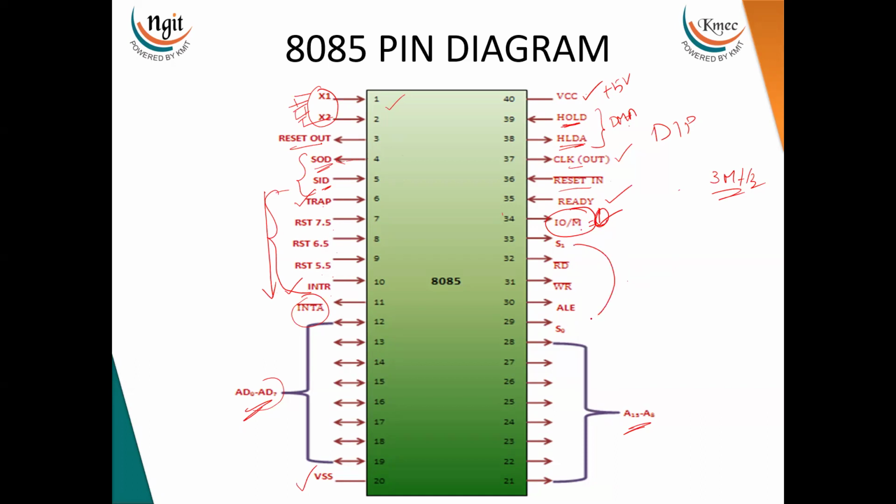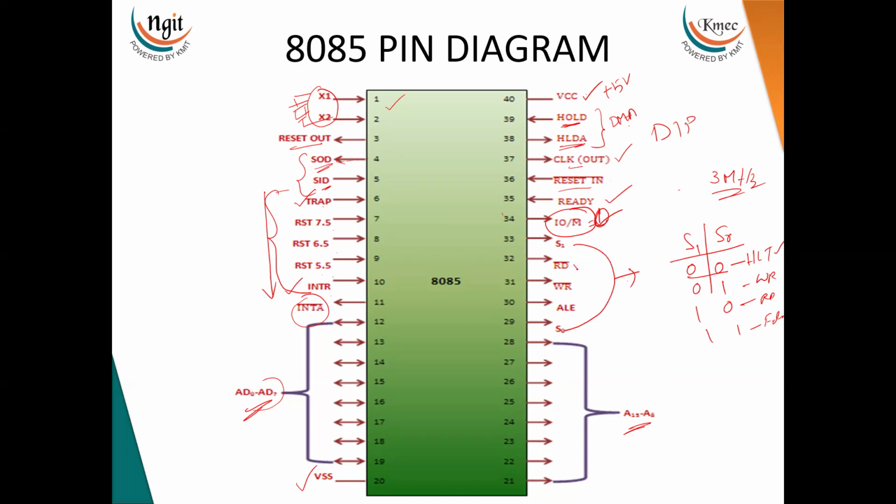Now S1 and S0, these two are the status pins. Because there are two status pins, four combinations are there: 0 0, 0 1, 1 0 and 1 1. These two status bits give the status of the 8085. If these two pins are 0 0, the processor is in a halt position. If 0 1, a write operation is taking place. If 1 0, a read operation is taking place, and 1 1 means fetching is taking place. By using these pins, the processor status can be detected.